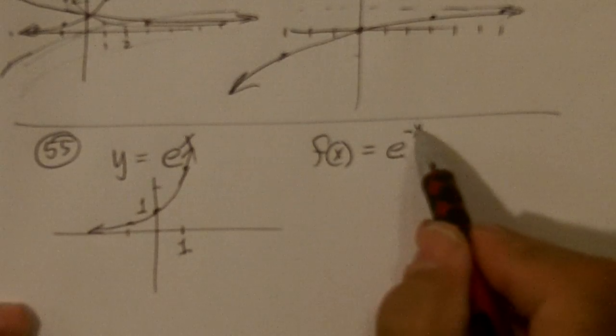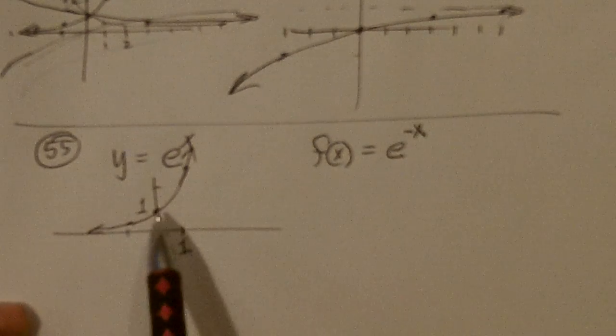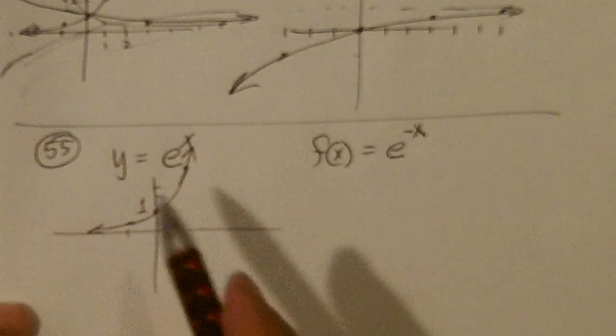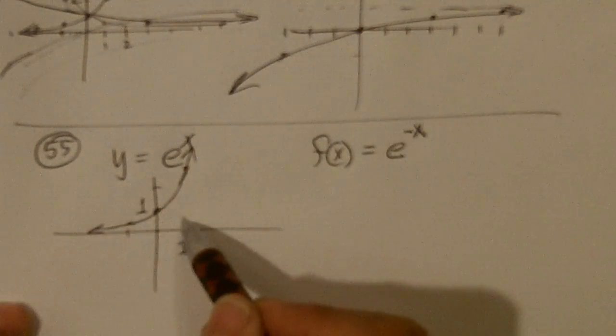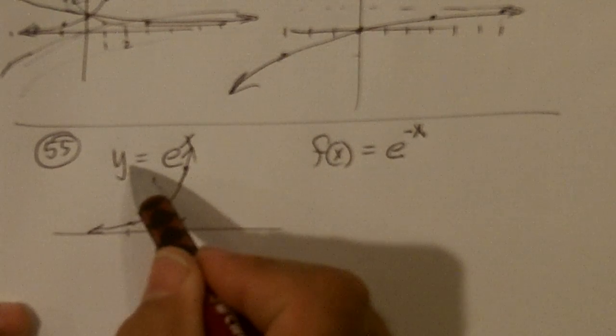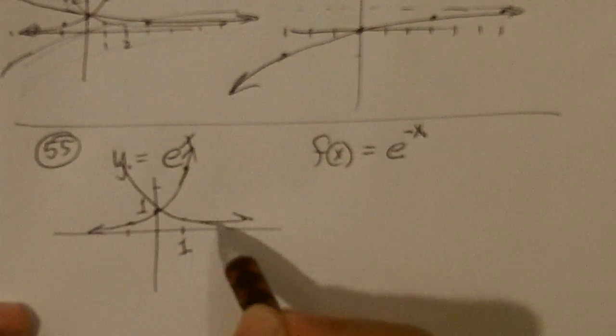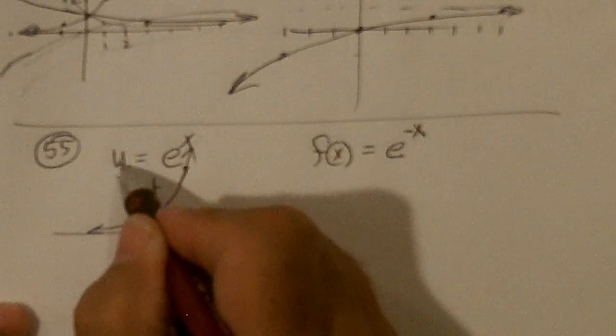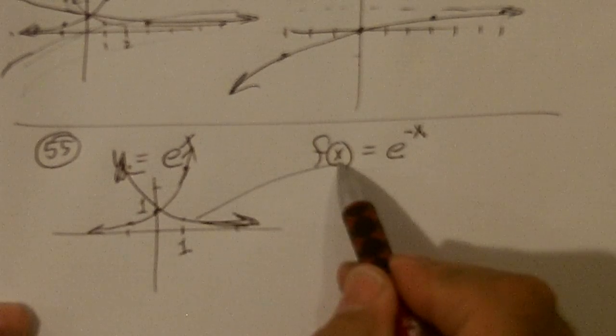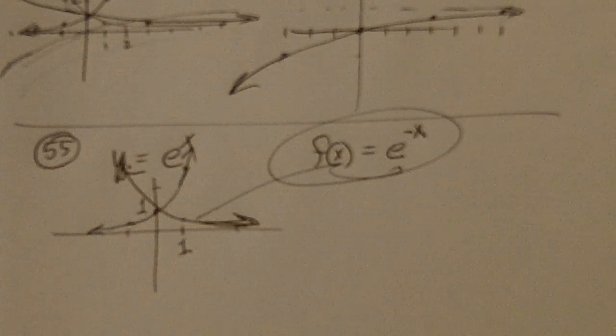And so e to the negative x would just flip this over the y-axis. So this point would be over here, this point would be over here. So there is this one. That's 55.